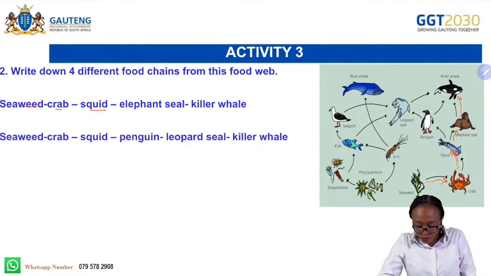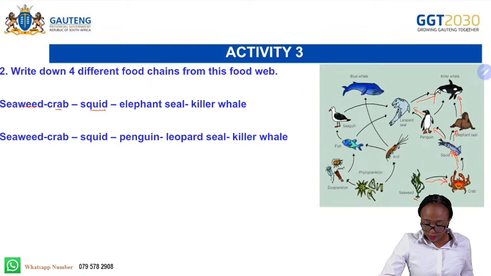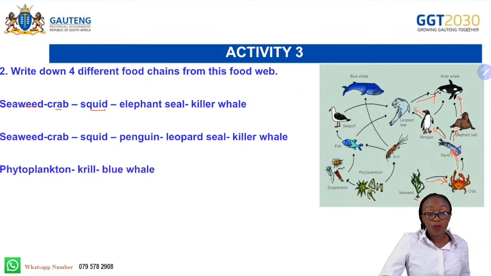We'll start with seaweed again, followed by the crab, the squid. In this particular case, we're branching to the left. So the squid gets eaten by a penguin, and then the penguin is eaten by the leopard seal. The leopard seal is then eaten by the killer whale. Let's look for food chain number 4.